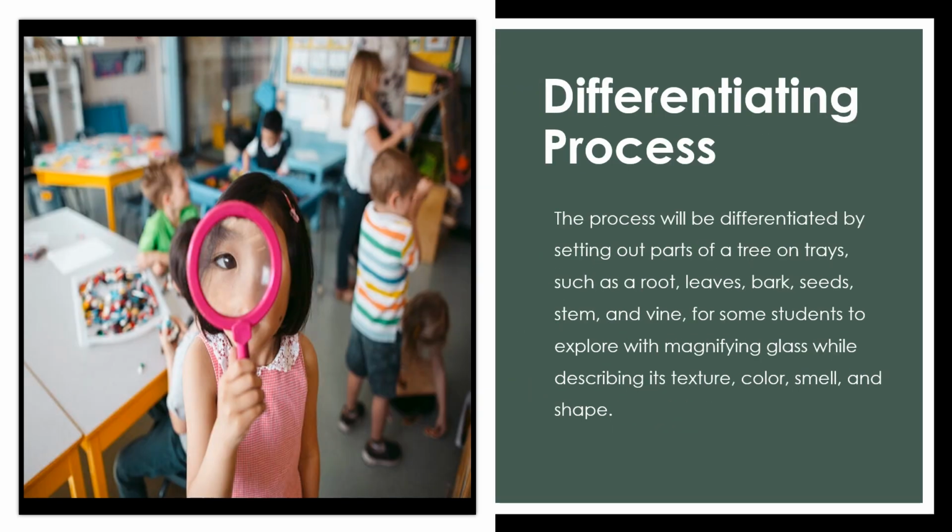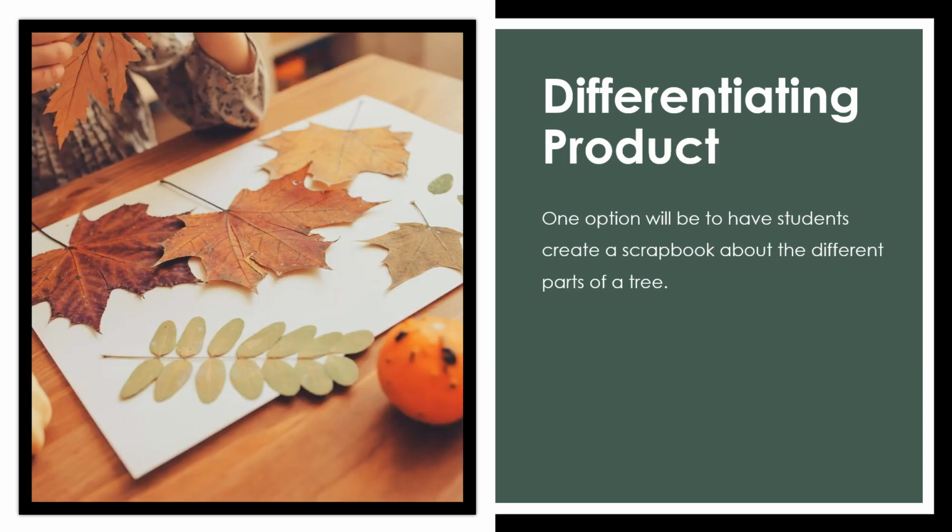One way I will vary the process is by setting out parts of a tree on trays, such as the root, leaves, bark, seed, stem, and vine, for students to explore with a magnifying glass while describing its texture, color, smell, and shape. The product can be differentiated by giving students the option of creating a scrapbook all about the different parts of a tree.